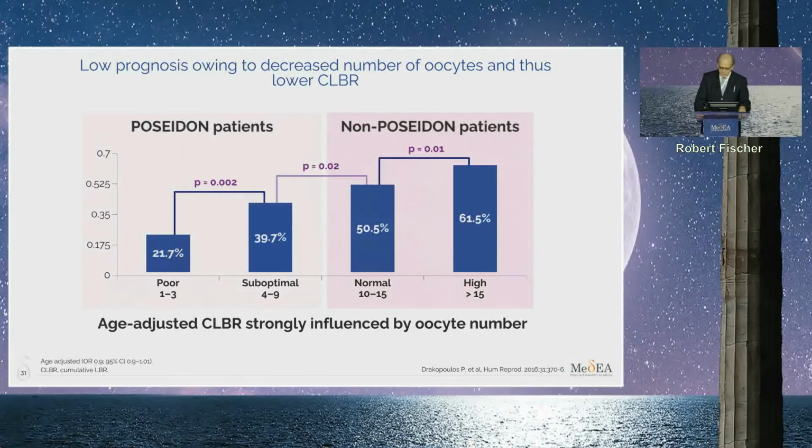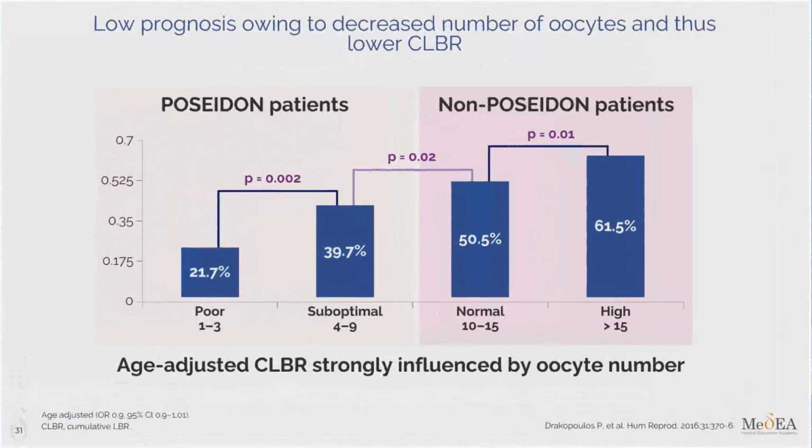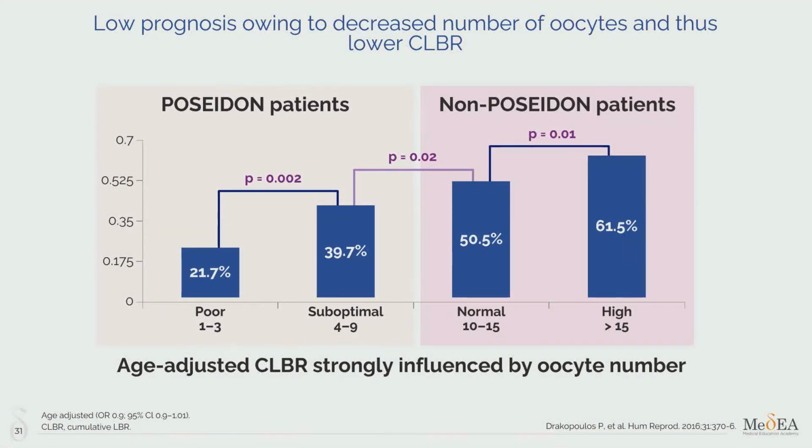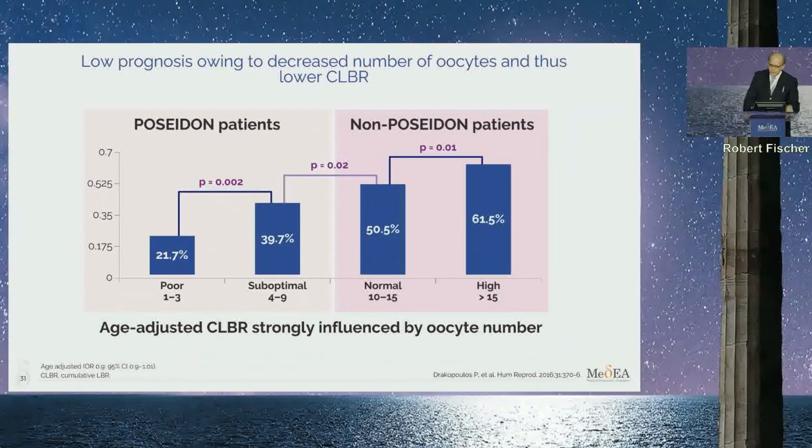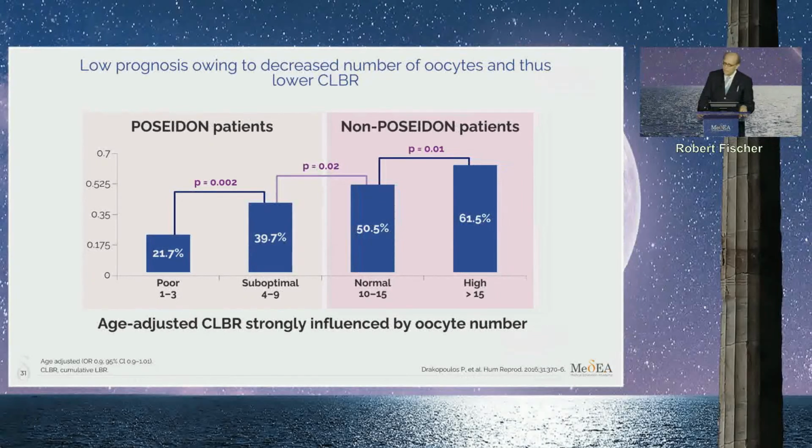Now, Carlo already mentioned that when we validate the subgroups, we looked to see what the cumulative live birth rate is. You can see here, first looking just at the Drakopoulos group, when we look at the Poseidon patients, they fall in the group with lower probability of a cumulative live birth rate than those who have 10 or more oocytes. So this was obvious already before.